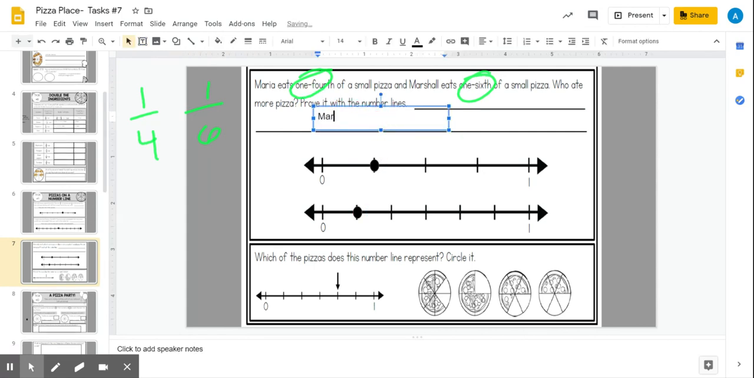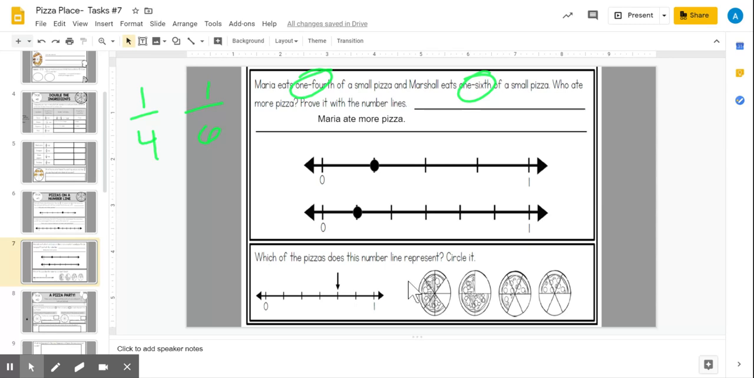So Maria ate more pizza because her slice was bigger. And this last one, which of the pizzas does this number line represent?